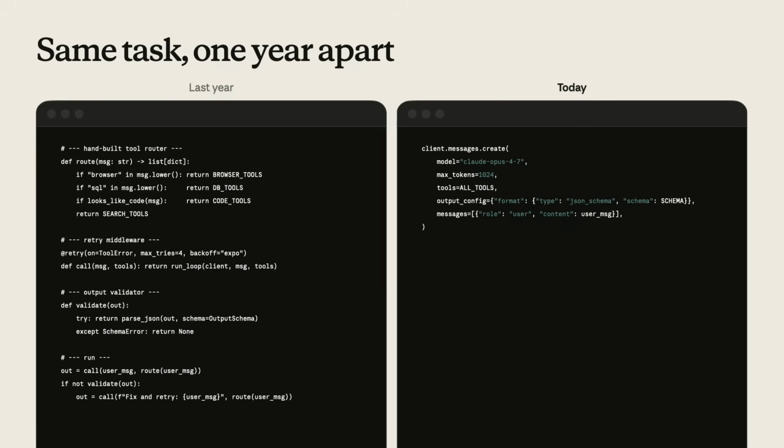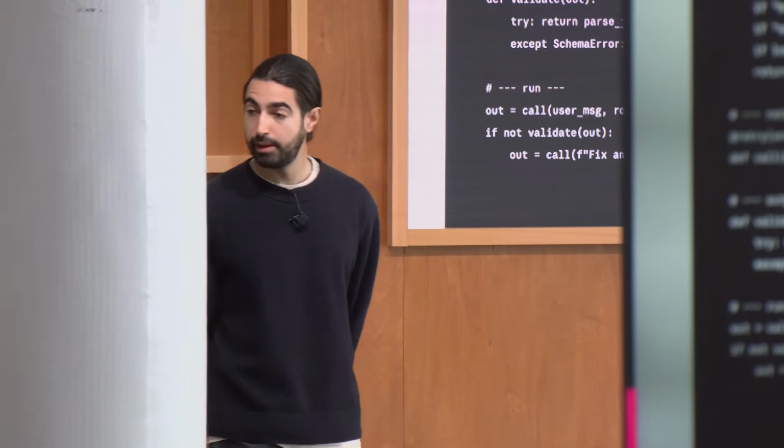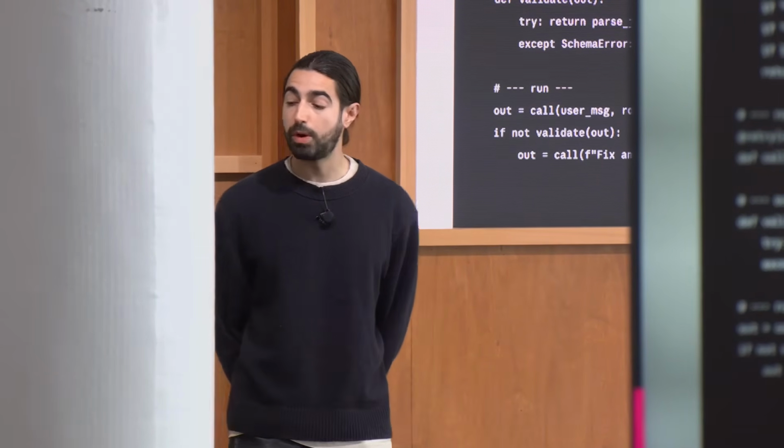So a year ago, building an agent really meant building around the model. You might have routers to pick the right tools. You might have retry loops. You might have output validators, context compaction. You might even have to do some coordinate math if you're doing computer use. You'd have hundreds of lines of scaffolding before you even built any product. Now that scaffolding hasn't disappeared, but it moved. It now ships with the model itself. So the point isn't really that the work went away, it's that you don't have to own it anymore.